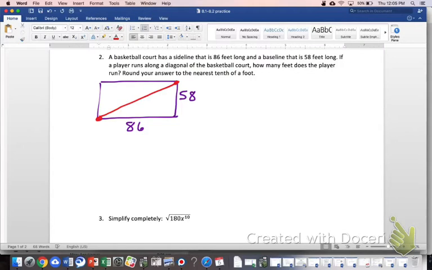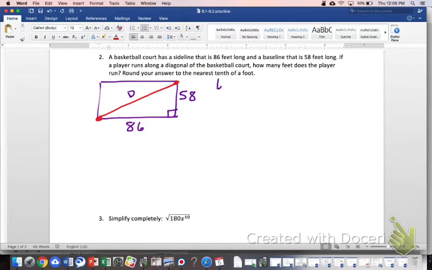Since a basketball court is a rectangle, that means all of the angles are right angles. So importantly for this, that angle right there would be a right angle. I'm going to label that red line segment with a D for diagonal. And of course, one of the rules that applies to a right triangle is the Pythagorean theorem. That's the one we want to use here.